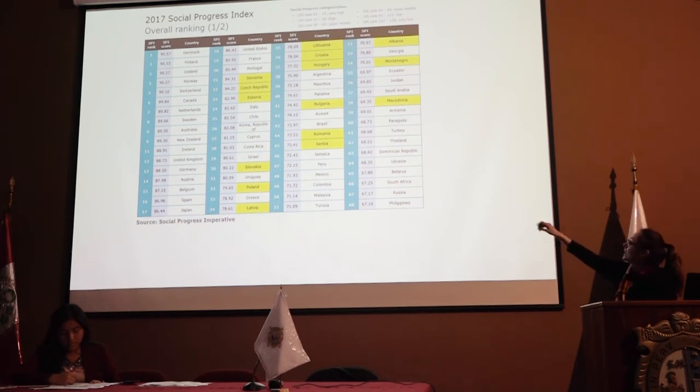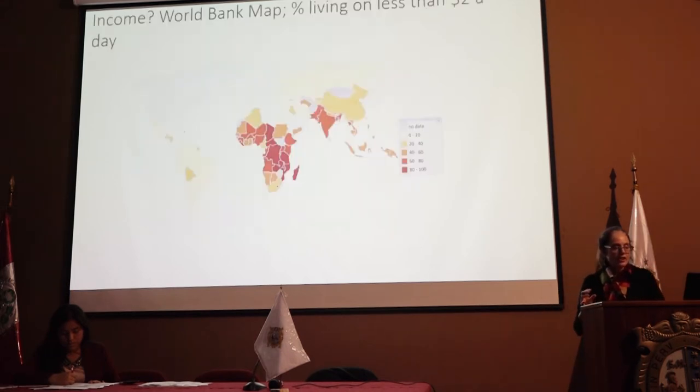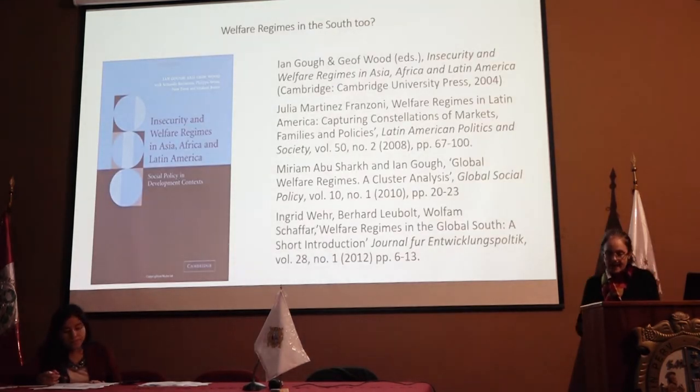You see Peru on a kind of, if you looked at social progress, you're going to look at social spending, you're going to look at social progress. Are you going to look at issues to do with poverty? How are you going to measure, because we have this model that's really quite precise and looked at particular metrics, how are you going to actually look at Latin America?